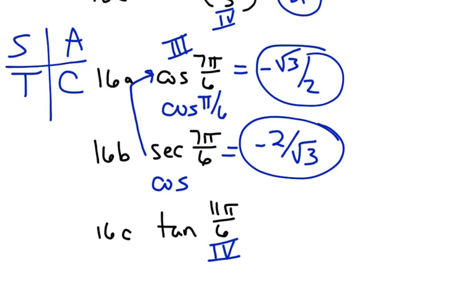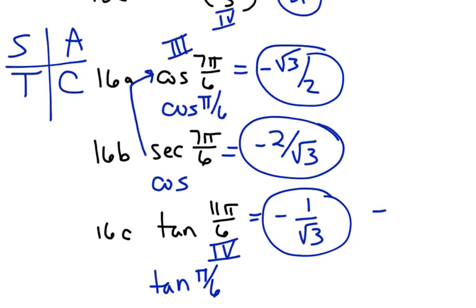In quadrant 4, tangents are negative. All I have to do is figure out what's the tangent of pi over 6 or 30 degrees. So the tangent of 30 degrees is 1 over the square root of 3, or you can tell me it's the square root of 3 over 3. I don't care, whichever one you like better.